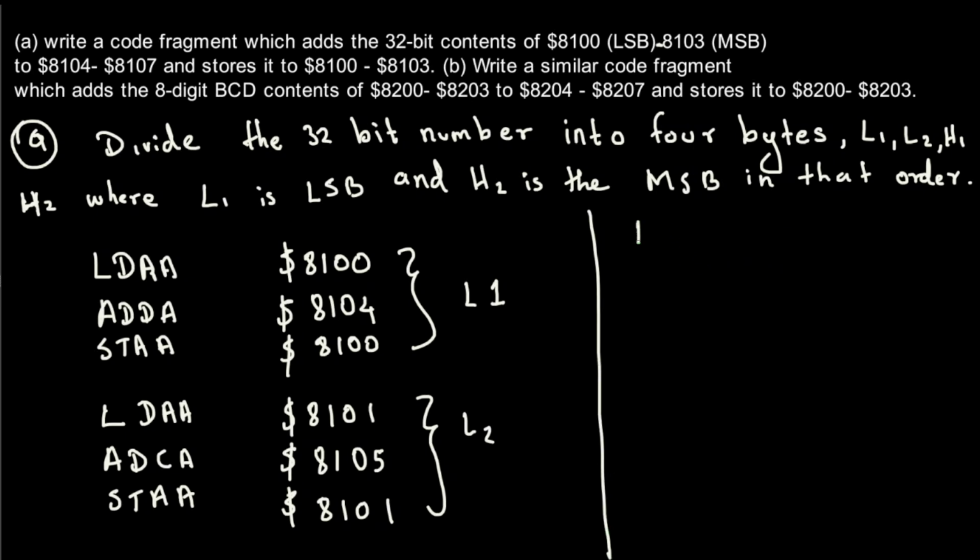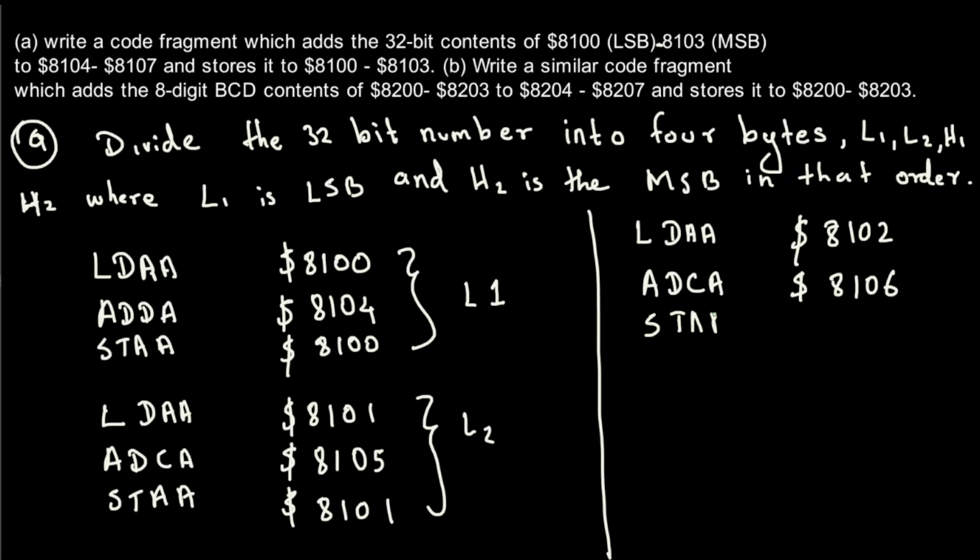And then the third one is LDAA, and the next digit is 8102, and then again we are going to have a carry, so ADCA, and then the next digit of this one is 8106, and then store it in the next digit, 8102. And this one is H1.